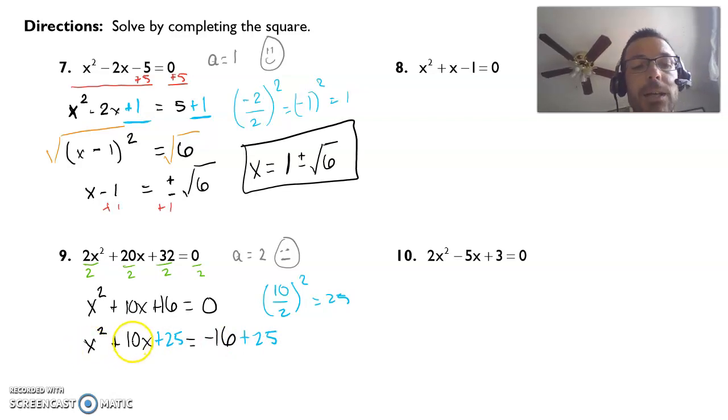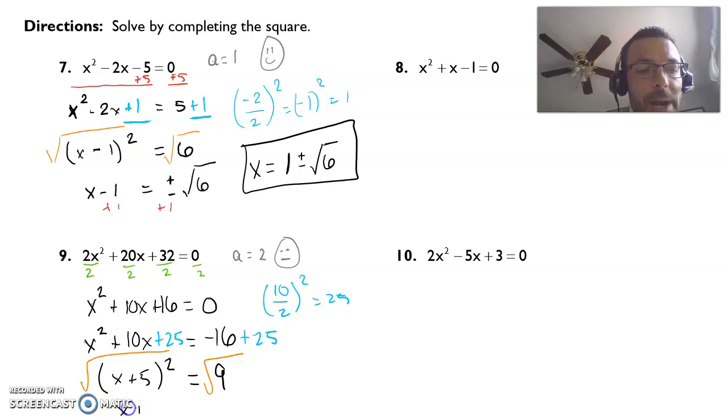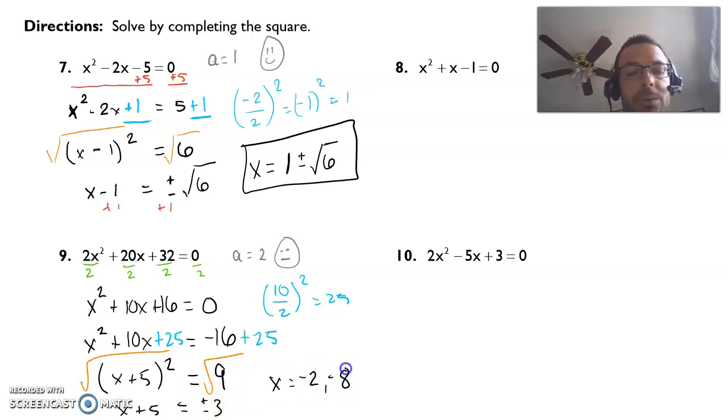Now, the left side is a perfect square trinomial. It's x plus 5 quantity squared, and it's equal to negative 16 plus 25. That's a positive 9. Square rooting both sides. I'm not done with this, but I get my x plus 5 equals a positive or a negative 3. And from there, I subtract my 5 from both sides. A 3 minus 5, I would get a negative 2. A negative 3 minus 5, I would get a negative 8. And therefore, completing the square and solving, I get these two values. Go ahead, press pause. Try numbers 8 and 10, please.